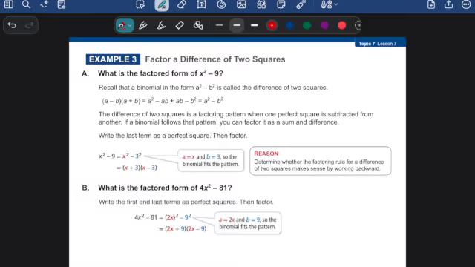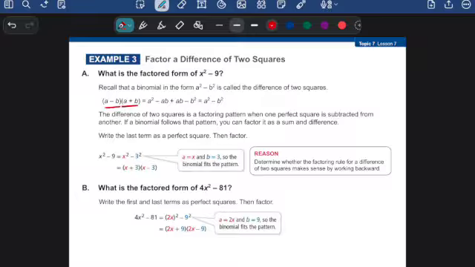Example 2: what is the factored form of x squared minus 9? Do you remember what this is called? This is the difference of two squares. And we know that this pattern is going to be binomials with opposite signs. So if we factor that, we just need to look for what is squared and put those into our parentheses.